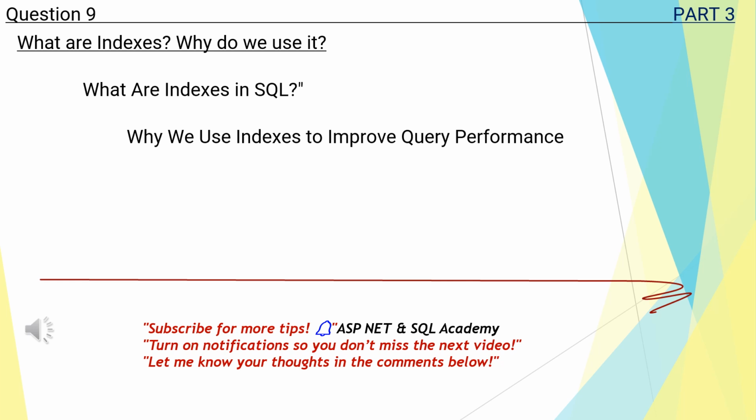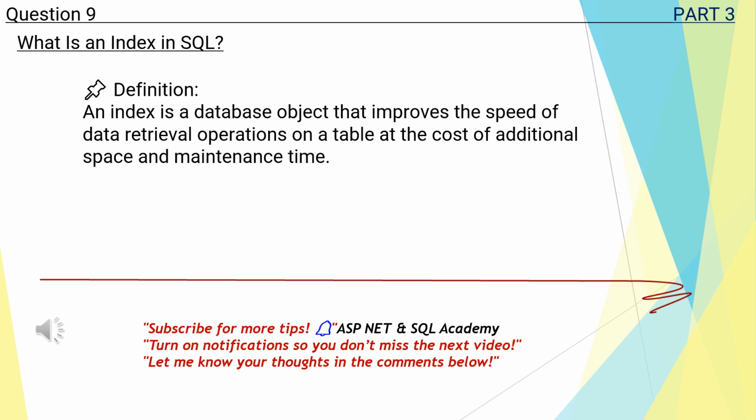In this session, we will be discussing SQL indexes, what they are, why we use them, and how they help improve query performance. Let us dive in. An index in SQL is like a table of contents for your database. It helps the database engine quickly find rows in a table without scanning the entire table. However, creating an index requires additional storage space and maintenance.